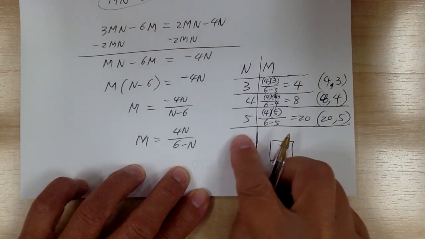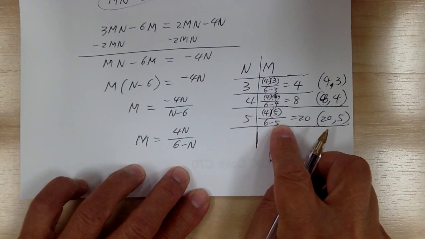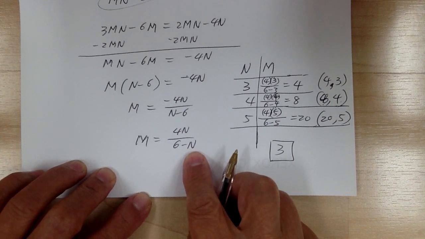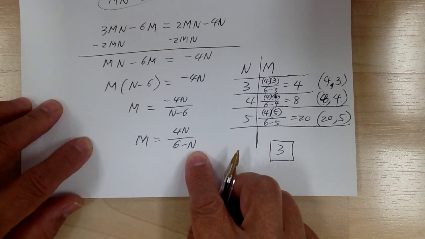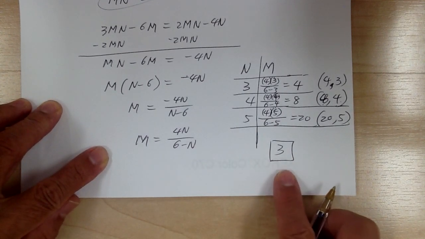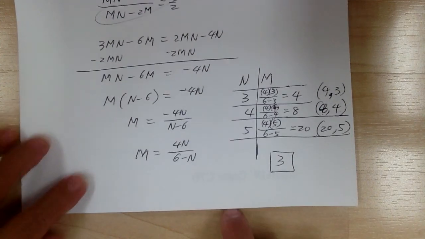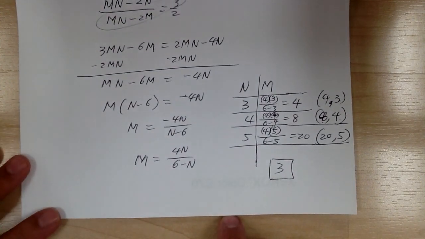Now you cannot go 6, because with 6 you're going to get 6 minus 6, which is undefined, right? So n cannot be 6. It can only go up to 5. Okay, so you get 3 possible ways. And that's it.